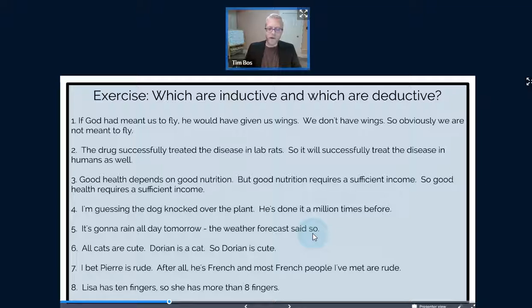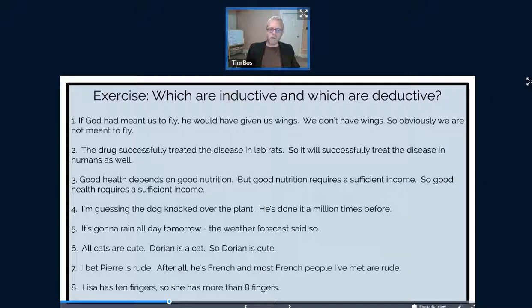This one's a bit weird. Sometimes I like to throw weird examples in there just to make you think. What do you think? Is that inductive or deductive? Yeah, it's probably deductive, right?